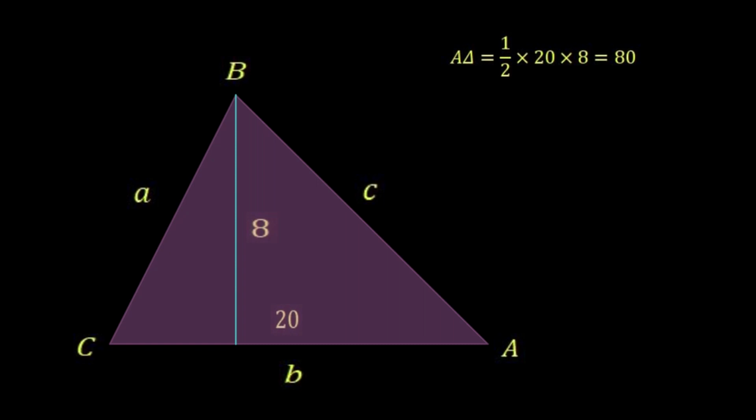Now let's say, for instance, that we were no longer given the height h. Now let's say, for instance, we were given two lengths and the angle between them. So for example, we could be given length a and length b and the angle C, and then asked to find the area.